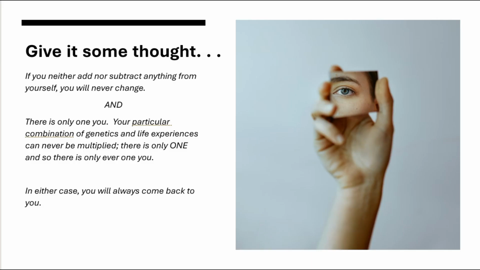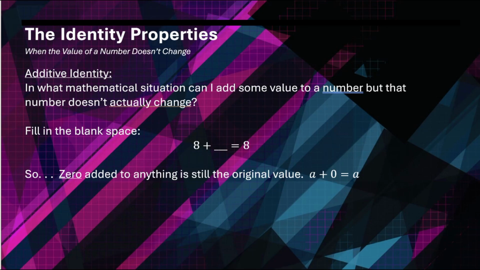But in terms of math, what that means is that we have two identities that always come back to the original number. Okay. So the first one is the additive identity. And so the question for yourself is, in what mathematical situation can I add some value to a number, but that number doesn't actually change?